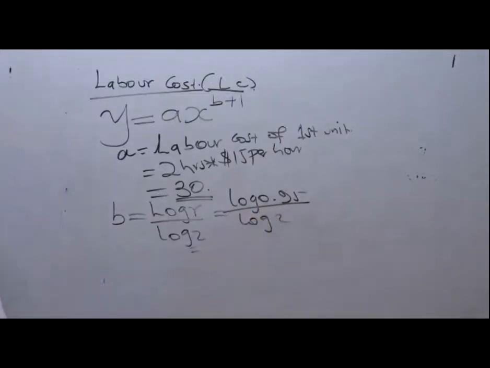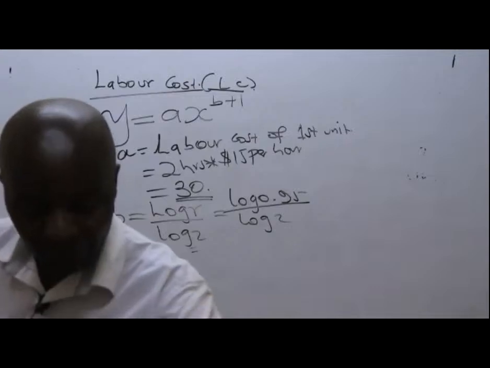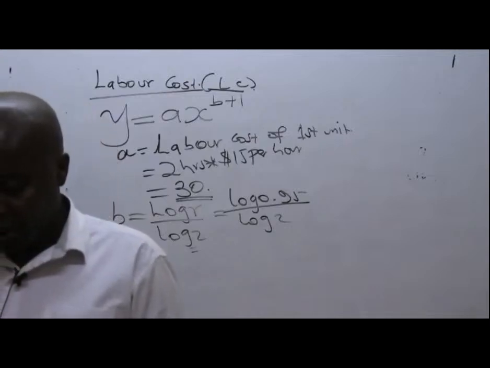So could you kindly give me an answer here? Log of 0.95 all over log 2. Tell me, what do we have?